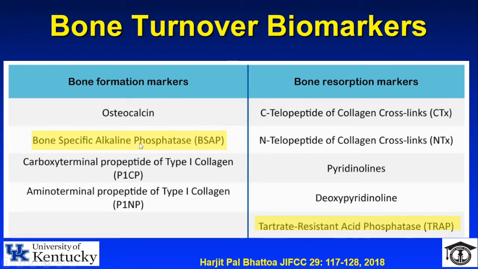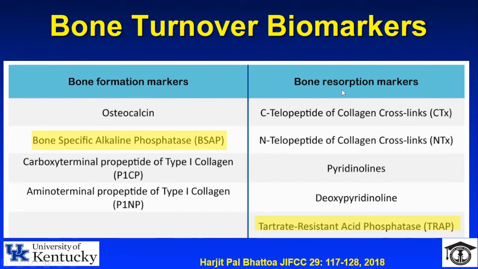Most widely, we use the bone-specific alkaline phosphatase, or even the total alkaline phosphatase in CKD patients to detect the bone formation rate. And we use the TRAP 5b, the tartrate-resistant acid phosphatase, as a bone resorption marker. There are others. There is osteocalcin, there is P1CP, P1NP for bone formation, and there is CTX, NTX, pyridinoline, and deoxypyridinoline as markers of bone resorption.